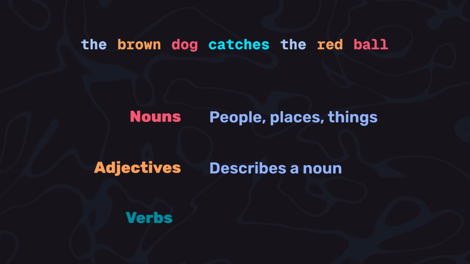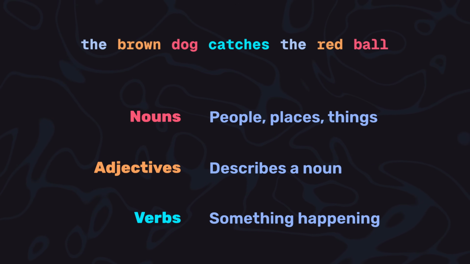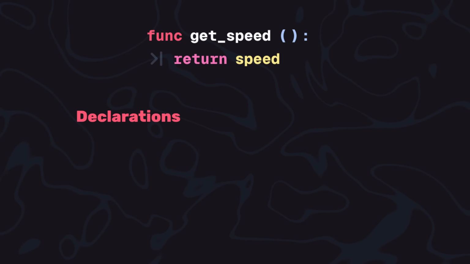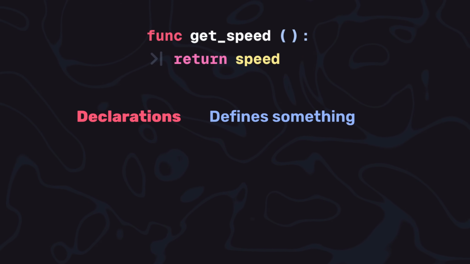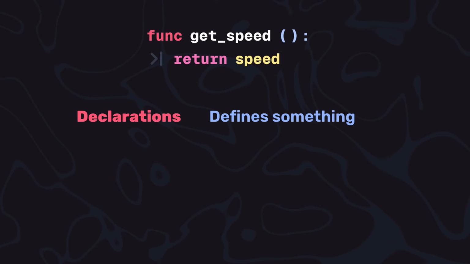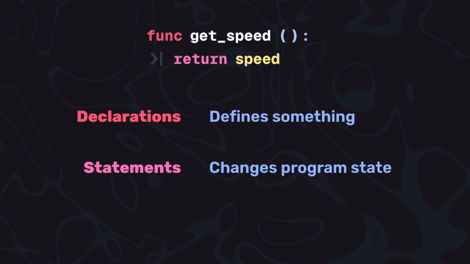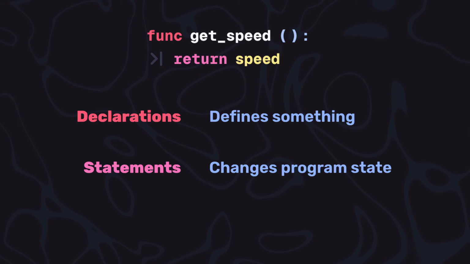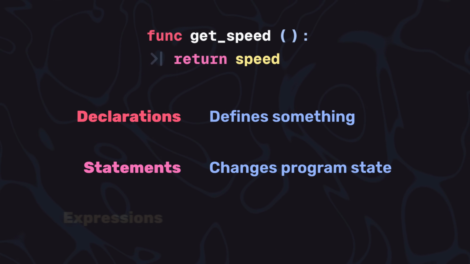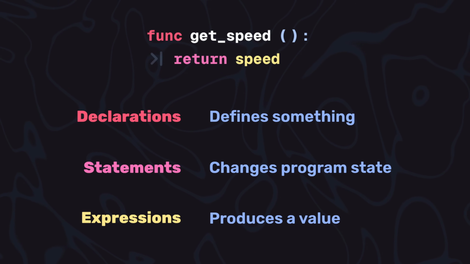And then we have verbs, which are defining actions or something happening. Well, in programming, we have declarations, which is us telling the computer something exists and information about that thing. We have statements, which are the things that actually cause something to happen most of the time, or they change the flow of code. And then we have expressions, which their whole job is to produce values.